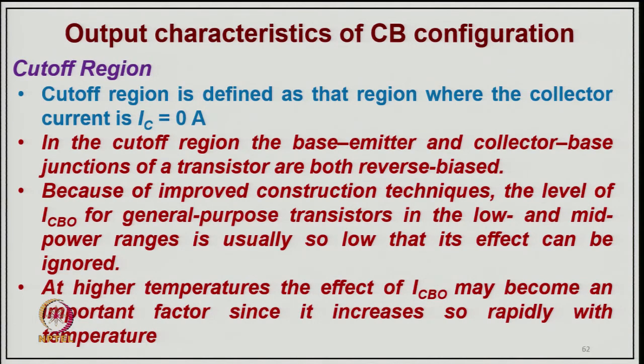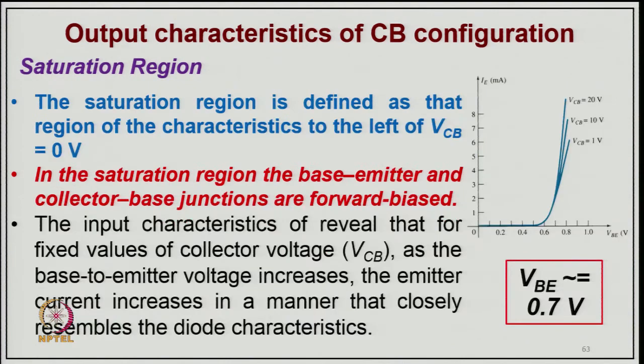It defines that region where the collector current is 0. In the cutoff region, the base emitter and base collector junctions of a transistor are both reverse biased. Because of improved construction techniques, the level of ICBO for general purpose transistors in the low and medium power ranges is usually so low that its effect can be ignored. At higher temperatures, the effect of ICBO may become an important factor since it increases so rapidly with temperature.